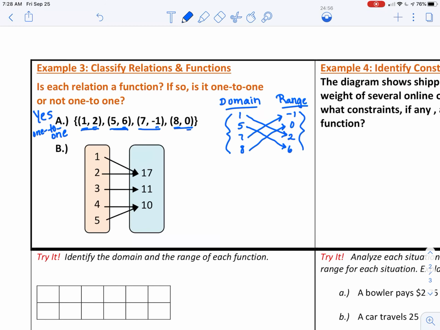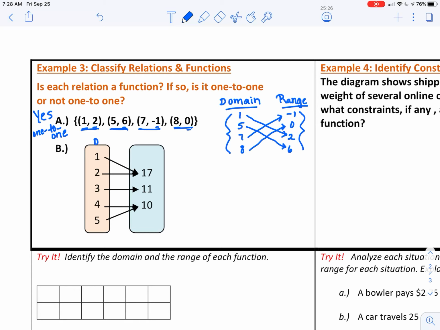Letter B, this set of ordered pairs must have looked like this. We have 1, 17. We have 2, 17. We have 3, 11, 4, 10, and 5, 10. You don't have to write those down. If you've already started, that's fine, you can. But I wanted you to see that those were simply ordered pairs that were taken out and put into a mapping diagram for you. Okay, now I'm going to get rid of them here because we don't really need those there. But I wanted you to understand that that's what that is.